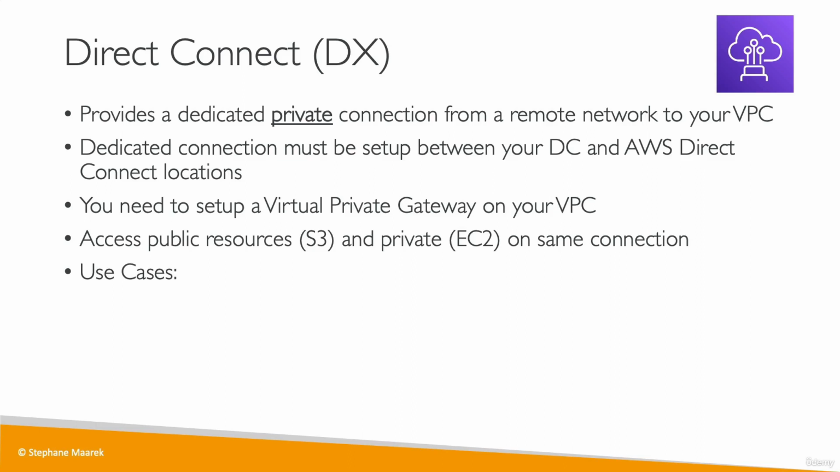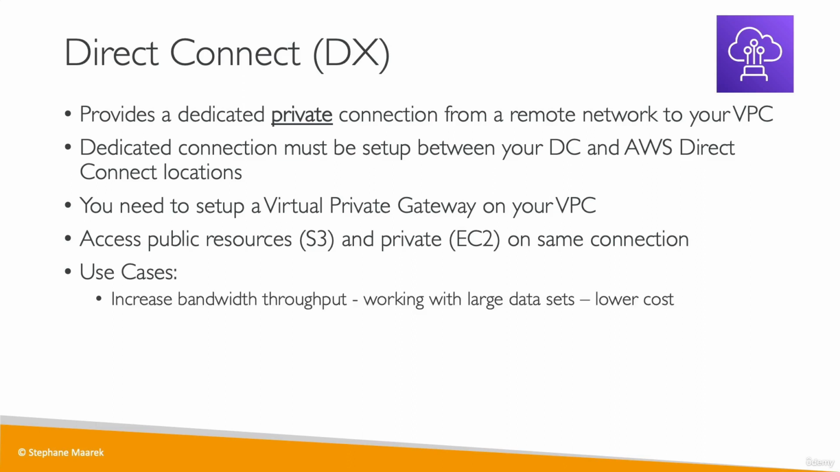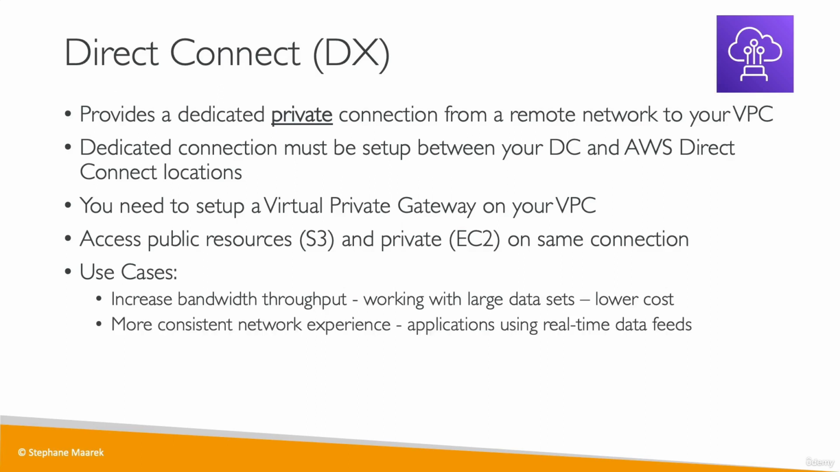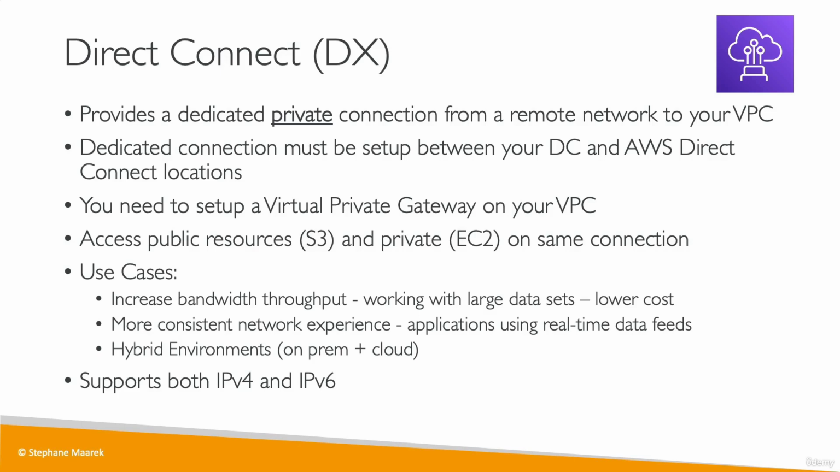So what are the use cases for Direct Connect? Well, you get increased bandwidth throughput. That means that if you're working with large data sets, it's going to be faster because it doesn't go over the public internet. And also you're going to have lower cost because you're using a private connection. Also, if you have connectivity issues using the public internet, while using Direct Connect, you get a more consistent network experience, again, because it is private. So this is especially helpful if you have applications using real-time data feeds. Finally, it supports hybrid environments because you have connectivity between your on-premises data center and the cloud. It supports both IPv4 and IPv6.